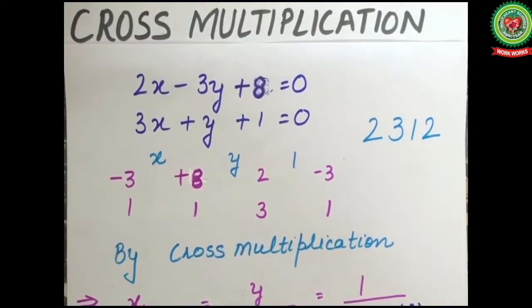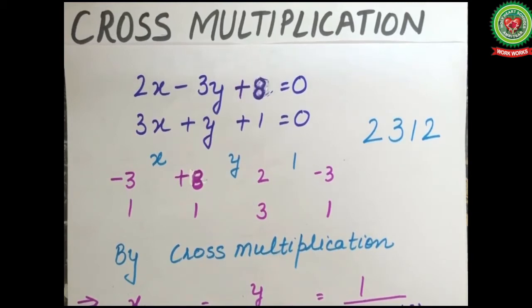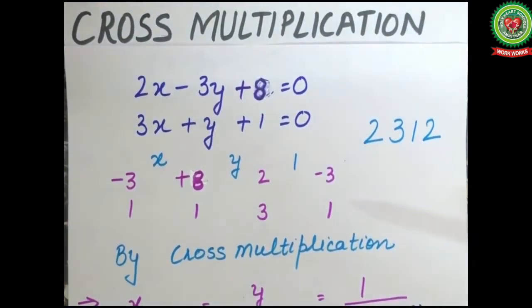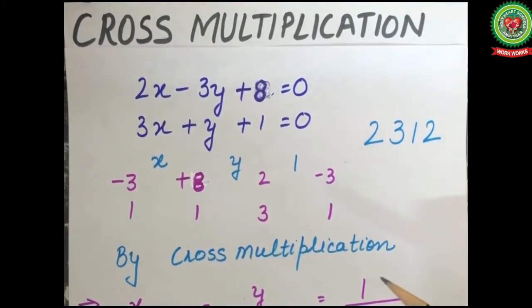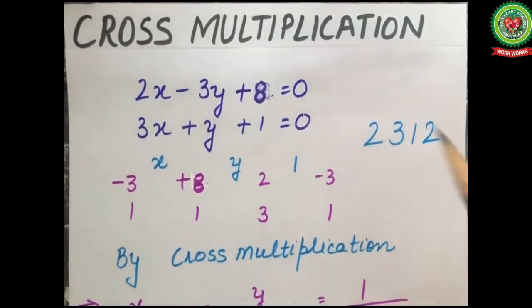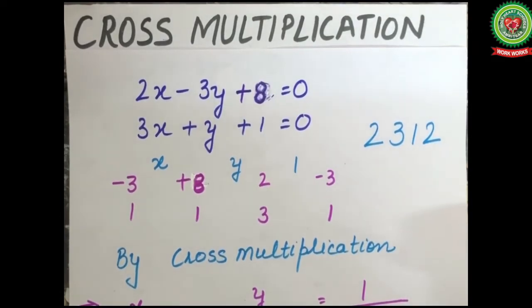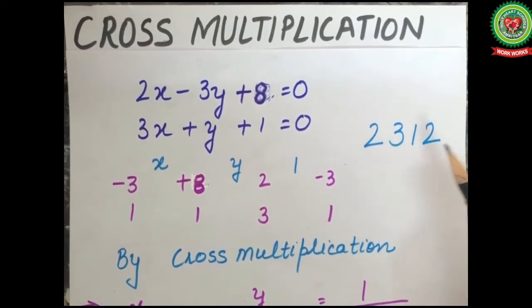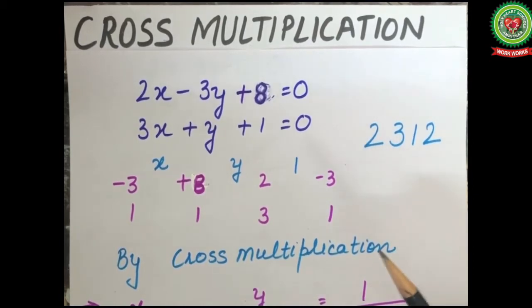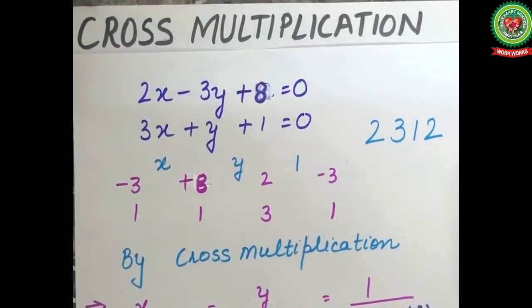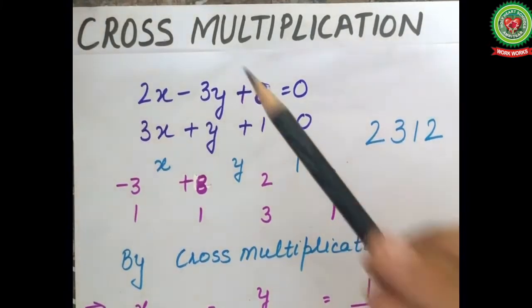Students, for solving simultaneous linear equations by cross multiplication, there are two things that you need to remember. Number one, all the terms should be on one side, and on the other side it should be equal to 0. And the second thing that you need to remember is the number 2, 3, 1, 2, and this number 2, 3, 1, 2 is used for arranging the coefficients in the order only. So let us discuss some examples based on cross multiplication.